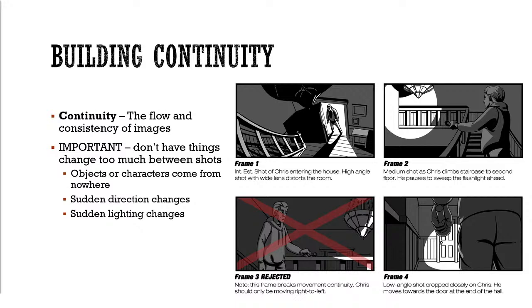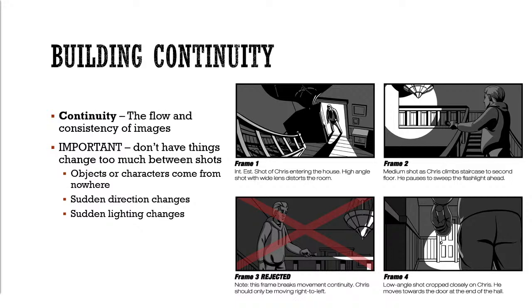Things you want to keep away from are objects or characters that seem to come out of nowhere. You don't want a character to just suddenly be in a scene. You want things to be consistent throughout the scene, and if something is introduced, you want it to be introduced in a way that the audience is prepared for it.